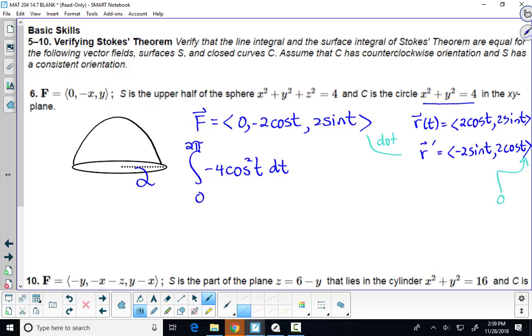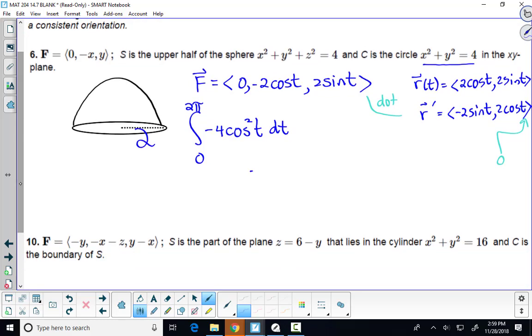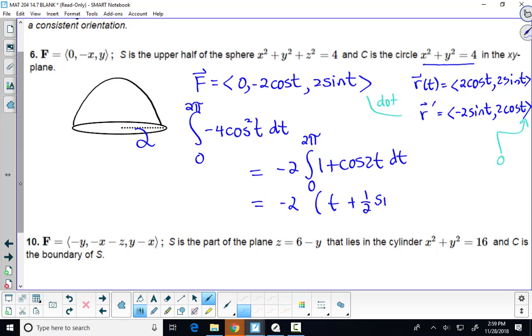As soon as we parameterize the curve and plug it into the integral, we don't need that little circle anymore. Okay, so that's an easy integral. We end up with negative 2 integral 1 plus cosine of 2t dt, 0 to 2 pi. And that is going to be negative 2, and we're going to get t plus 1/2 sine of 2t, 0 to 2 pi. So we get minus 4 pi.